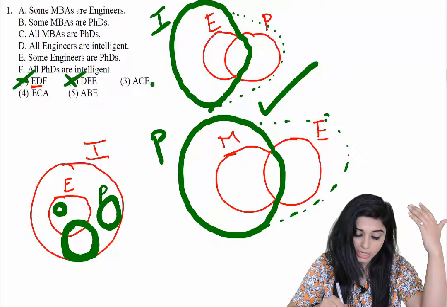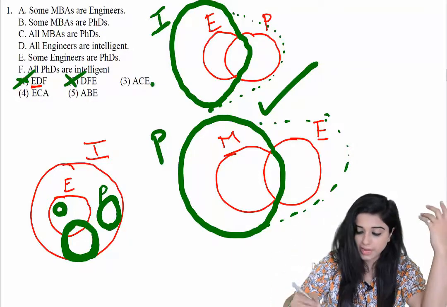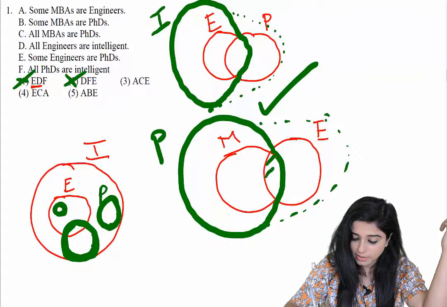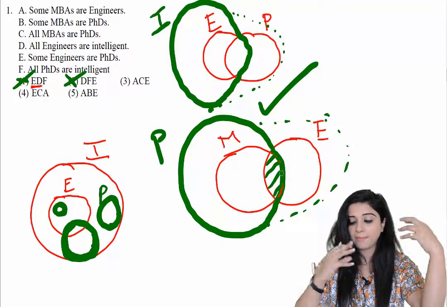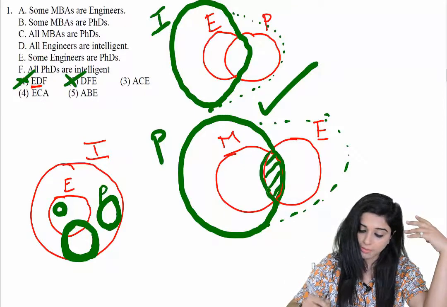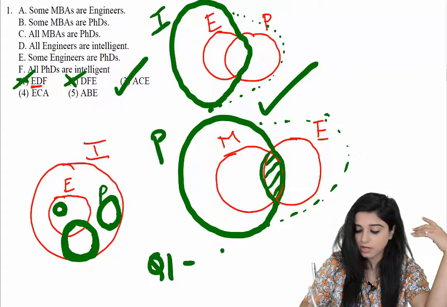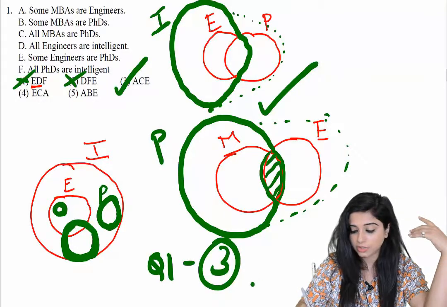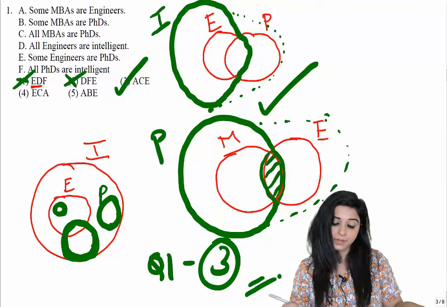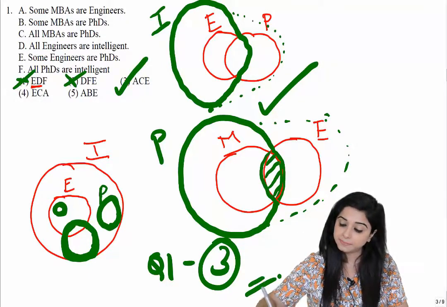Look at the conclusion E. Some engineers are PhDs. Well, most definitely, because there is an enclosed area where MBAs and engineers have something to do with each other. Therefore, this can be a possible solution. Question number 1, option 3 is your answer. Right? Let's look at why 4 and 5 cannot be your answers.